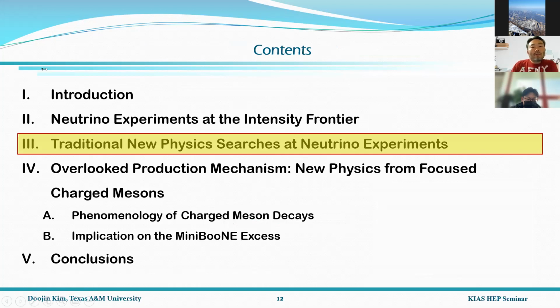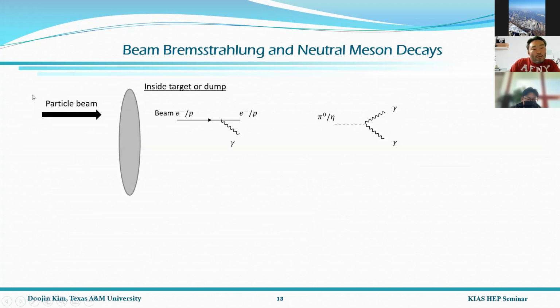Okay, so far we have seen that different neutrino experiments or factories produce neutrinos in different ways. The BSM physicists are wondering whether there are any opportunities in these neutrino experiments in terms of new physics searches. So let's see what the known channels are for those purposes. People often pay attention to mechanisms of producing photons. The well-known mechanisms include energetic photon emission from the incoming particle beam, that is beam Bremsstrahlung, or the decays of neutral mesons like the neutral pion or eta meson.